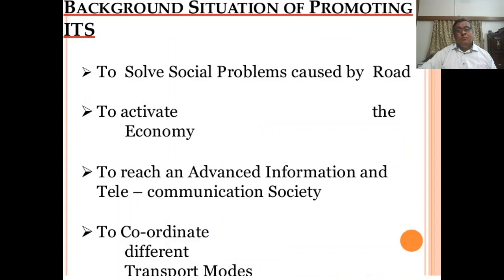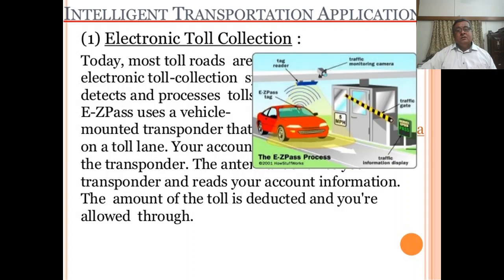Background situation of promoting ITS: to solve problems caused by the road, to activate the economy, to reach an advanced information telecommunication society, to coordinate different transport modes. Now, intelligent transport system applications: electronic toll collection.